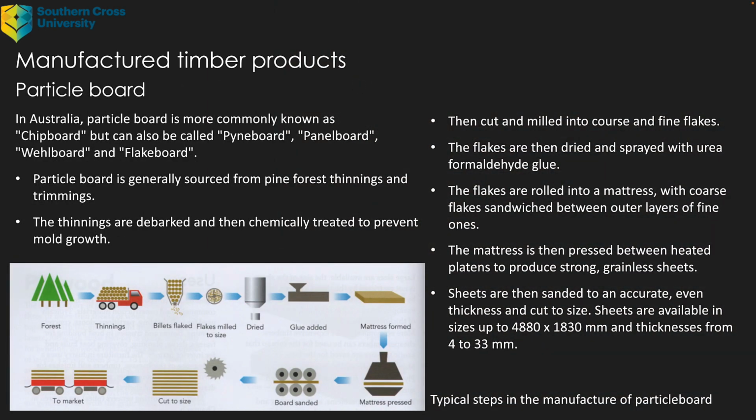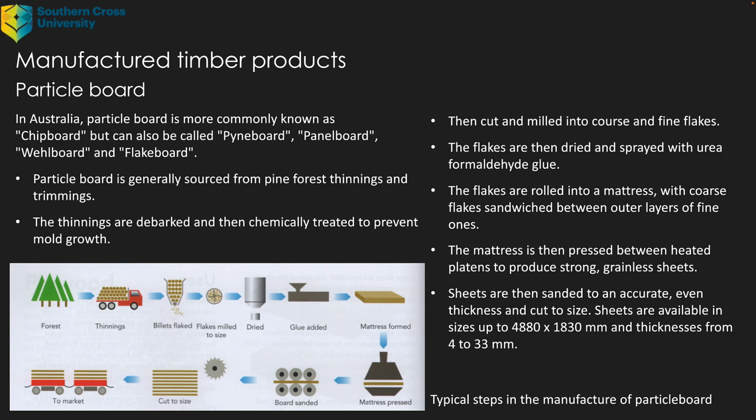The second manufactured board that we're going to look at is particle board. Now in Australia, particle board is more commonly known as chipboard, and it's just important to note that we should use particle board as the term rather than chipboard. It can also be called pine board, panel board, well board, and flake board.